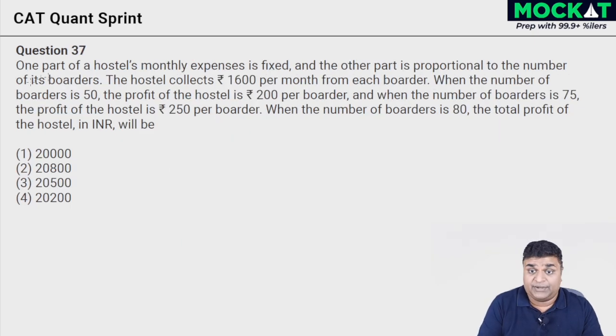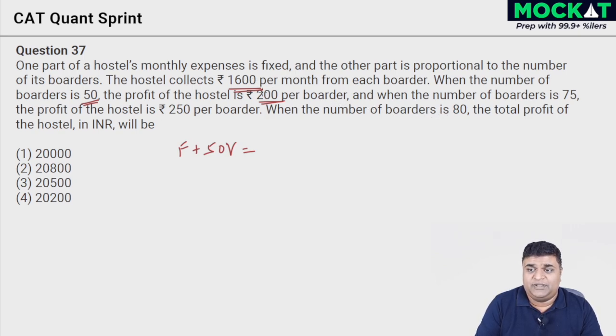On to question 37. One part of a hostel's monthly expense is fixed and the other part is proportional to the number of its boarders. The hostel collects rupees 1600 per month, that's what they collect for each boarder. When the number of boarders is 50, that is F plus 50V, right? 50 times the variable cost per boarder plus the fixed cost of the entire hostel. F plus 50V. The profit of the hostel is 200 per boarder.